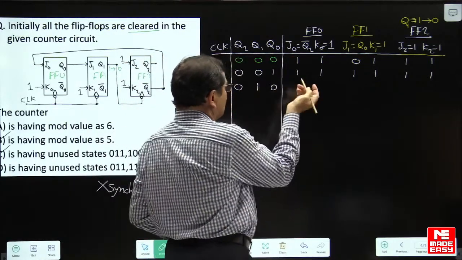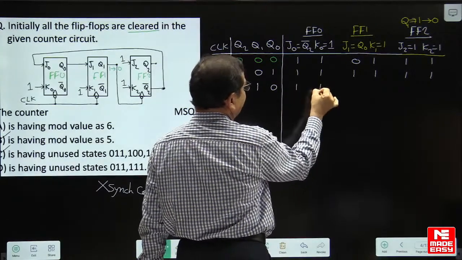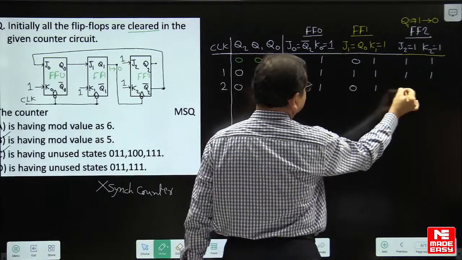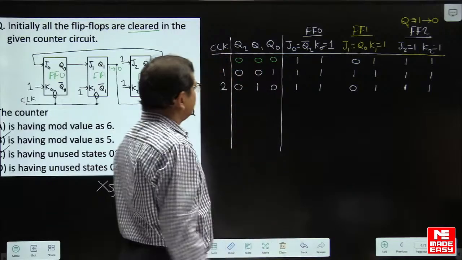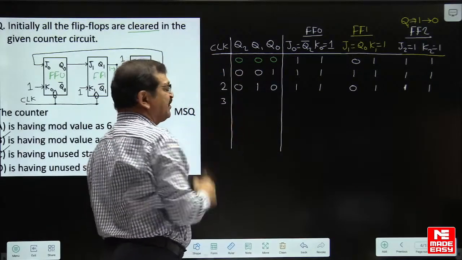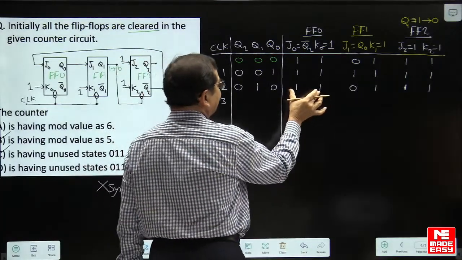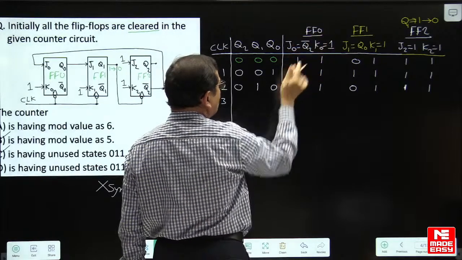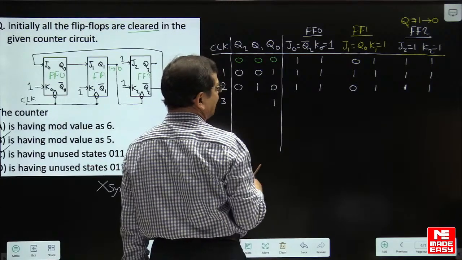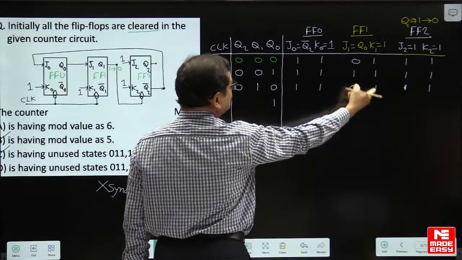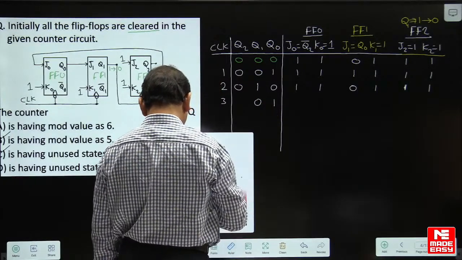Now, before the next clock pulse, we check the inputs. Q2 is 0, Q2 complement is 1, Q0 is 0. These are connected externally, of course, 1, 1. Now if you apply the next clock pulse, it happens to be the third clock pulse. This 1, 1 is giving a toggle effect on flip-flop 0. So flip-flop 0 is changing 0 to 1. Now, because of 0, 1, flip-flop 1 is changing 1 to 0.